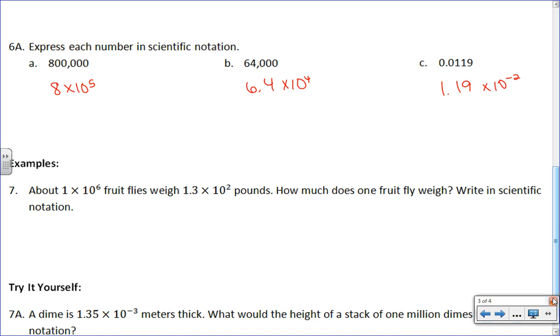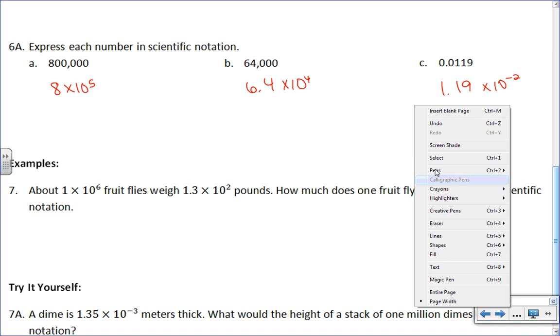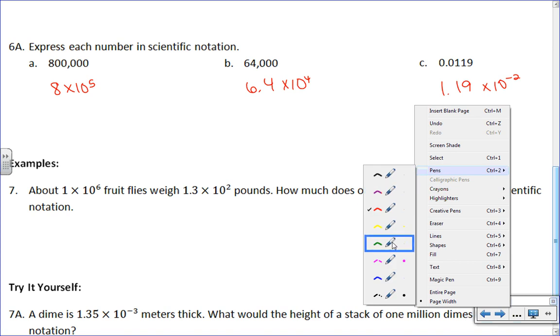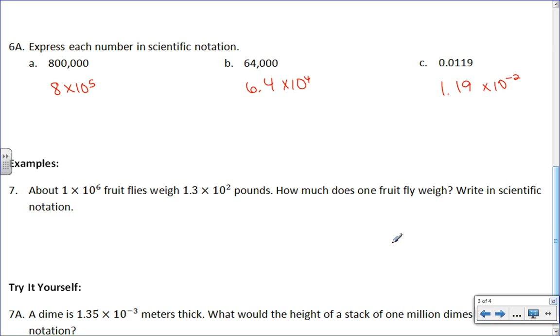Alright. Let's do another example. Example 7 says about 1 times 10 to the 6th fruit flies weighs 1.3 times 10 squared pounds. How much does 1 fruit fly weigh? Write in scientific notation. Okay. Well, anytime you're doing operations with scientific notation, we'll be able to group things into similar parts. Whether it's multiplication or division, you'll be able to group the numbers to make the calculation easier. In this case, let's ignore for a minute that these are numbers in scientific notation. We have a whole lot of fruit flies that weigh a certain number of pounds. We want to know how much does one fruit fly weigh.